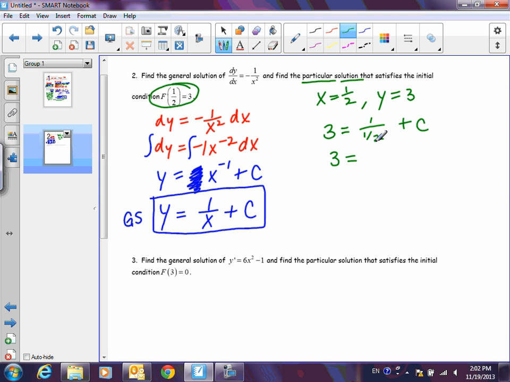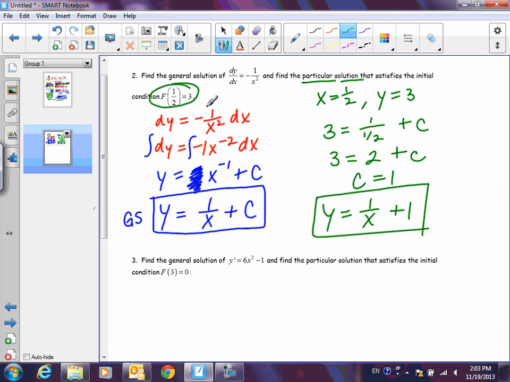So what is 1 over 1/2? 2. So what's c? 1. So my final answer? There you go. And this is what we call our particular solution. And you have to be given an initial condition, a point, on your graph.